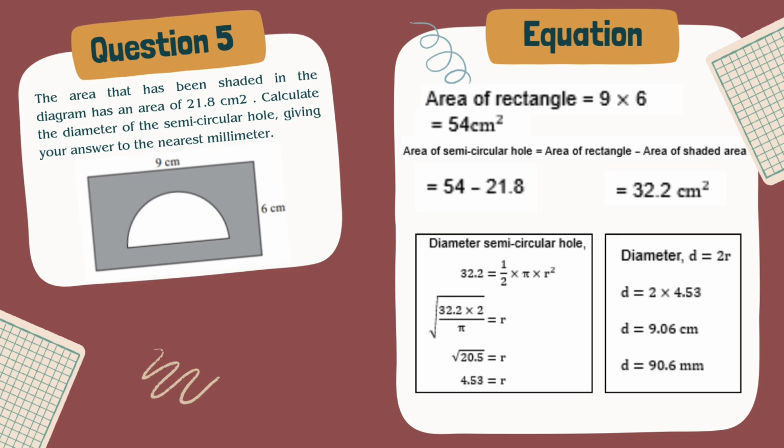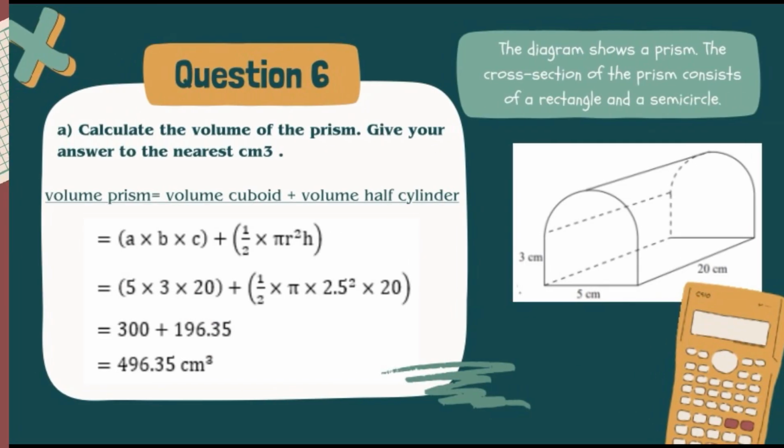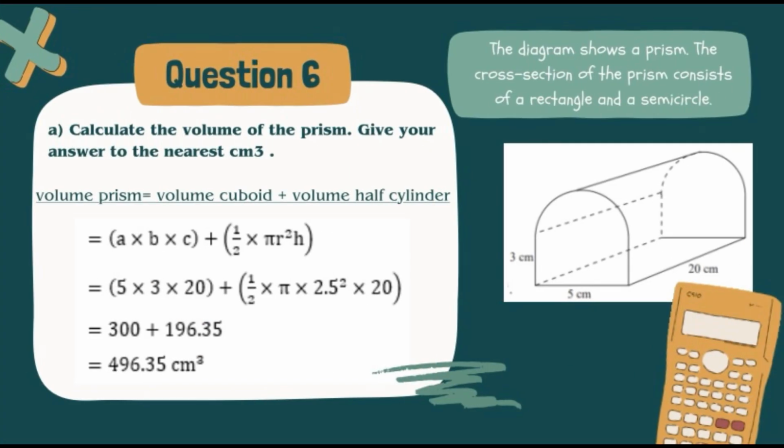So the diameter is 9.06 centimeters. But the question wants the answer to the nearest millimeter, so we will convert it into 90.6 millimeters. To find the volume of the prism, we need to sum the volumes of the cuboid and the half cylinder. So, we need to find the volume of the cuboid first.